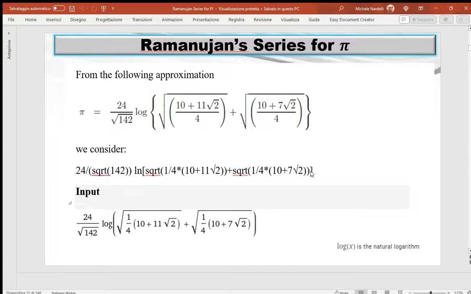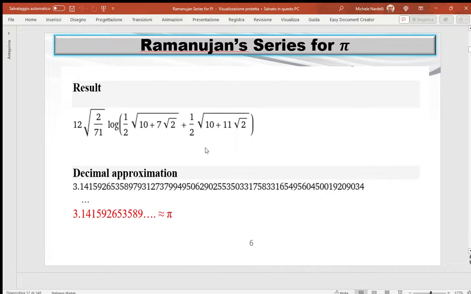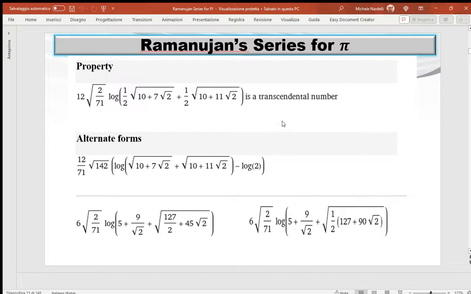From the following approximation to pi, we consider the following expression, from which we obtain the following result. Result that is a very good approximation to pi. Also, for this formula, we have the following property.